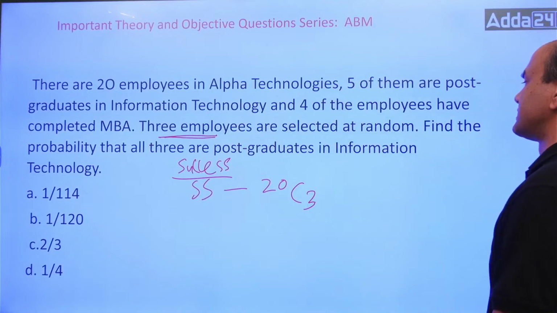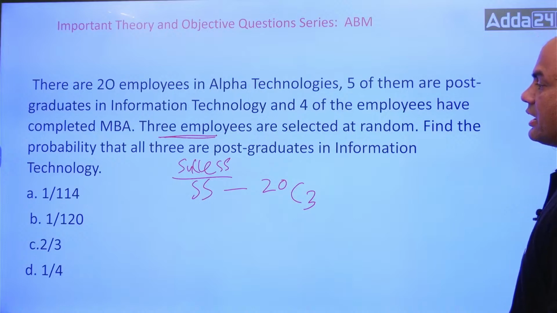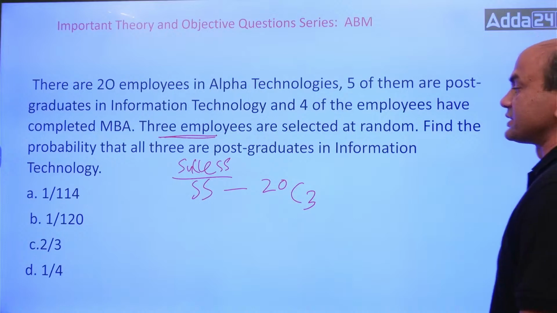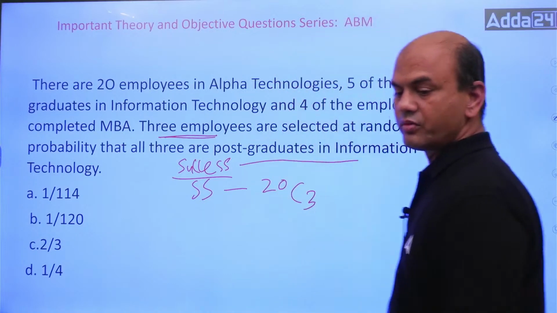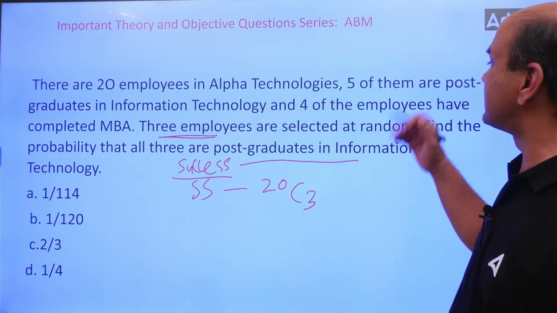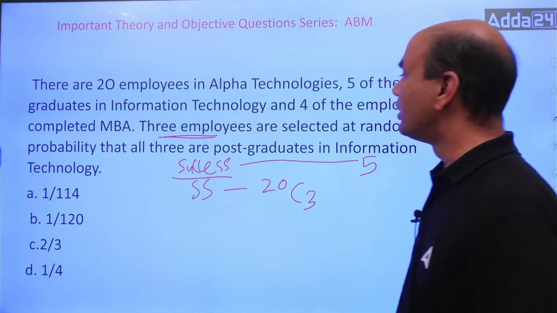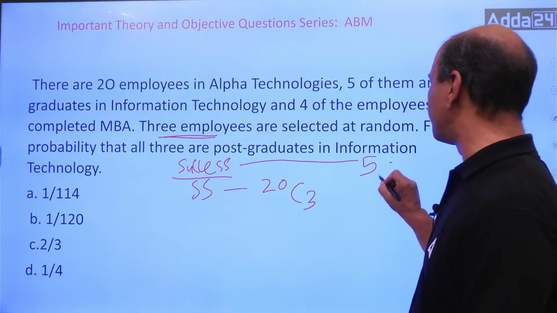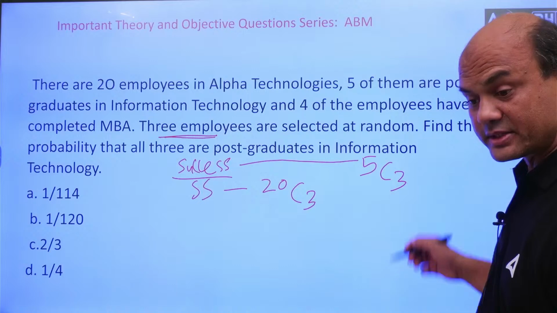Now what do you want? What is the success? Find the probability that all the 3 are postgraduates in IT. So success means you want IT guys only. How many IT guys are there? 5. So out of 5, you want all the 3. So out of 5, you have to select 3. So this is your success.